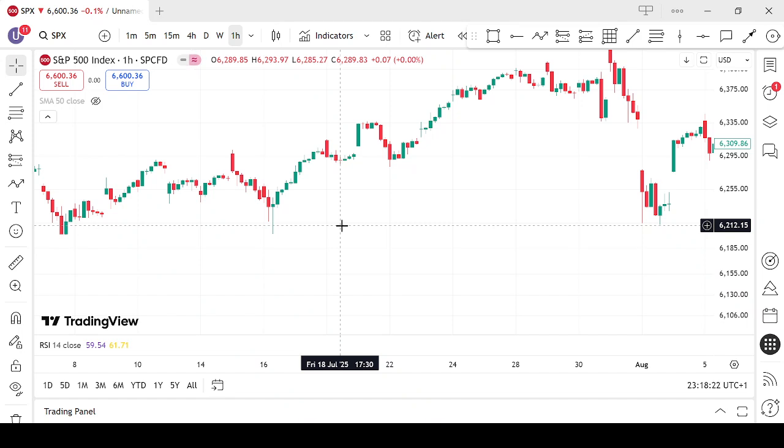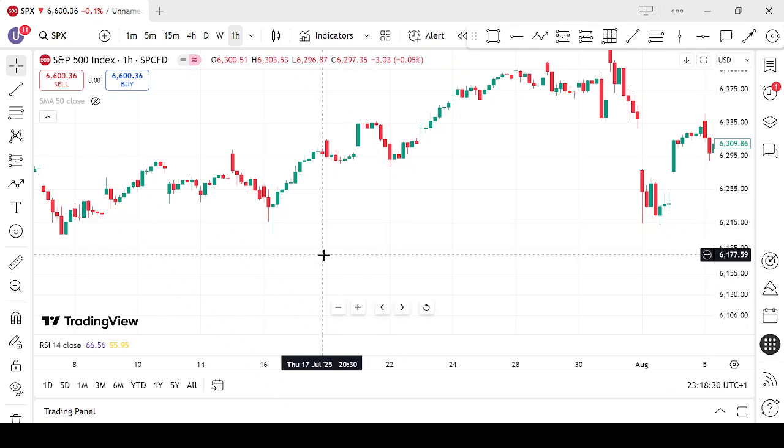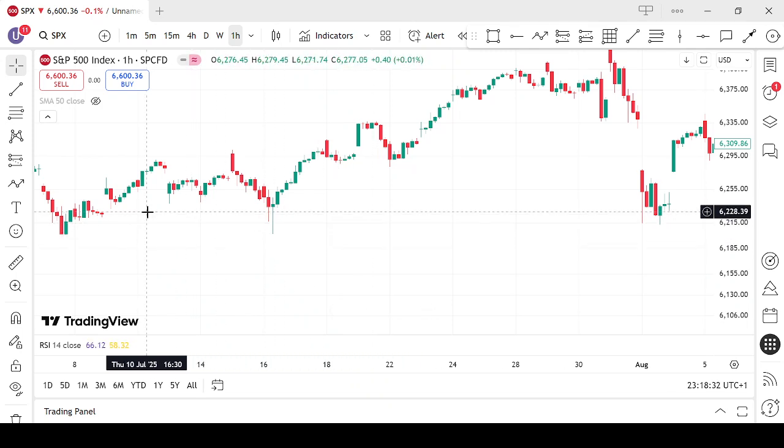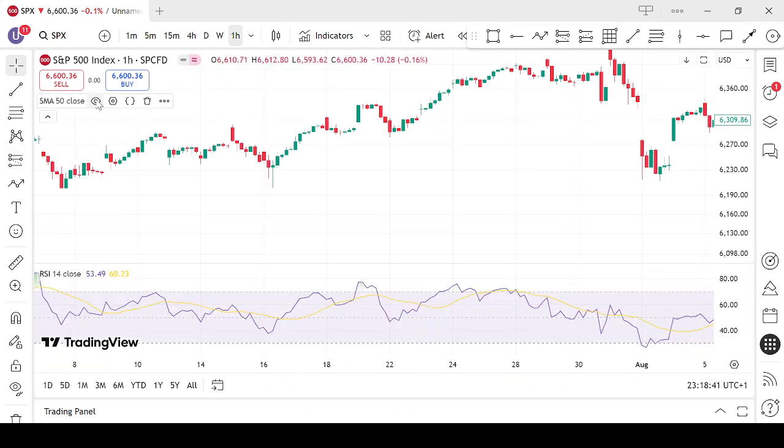Technical analysis helps you to time your entries and exits. You can begin with two simple indicators, your 20 period moving average and your 50 period moving average, and your relative strength index. This is your relative strength index and your simple moving average.